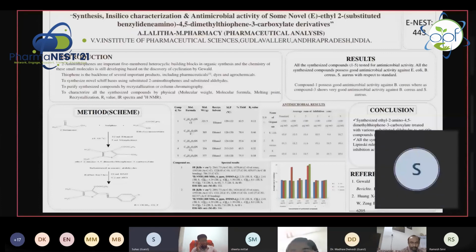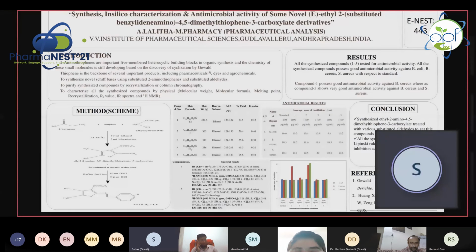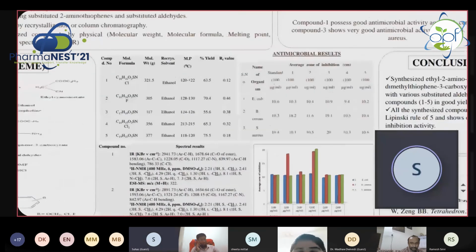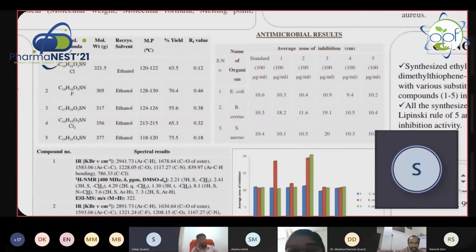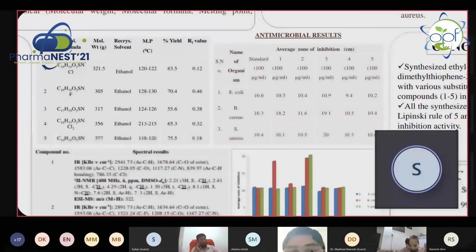Can you show me this middle table? Molecular weight, recrystallization, melting point. Can you zoom it? Please zoom the table. So you have substituted the halogens, I think. Sir, in one it is chlorine, second it is fluorine, third is... By using aromatic aldehydes, sir.